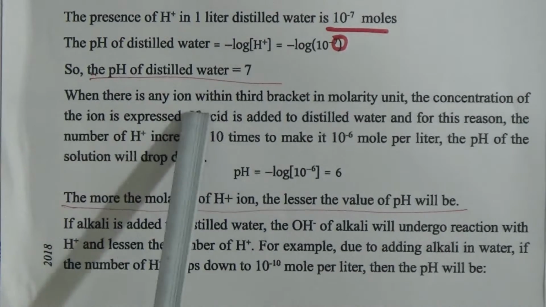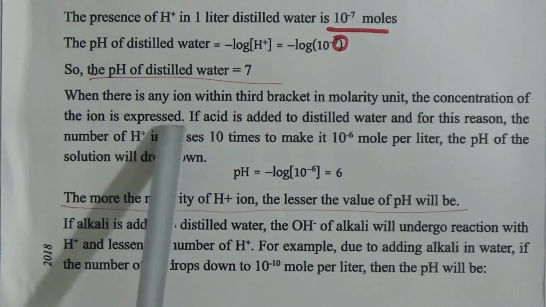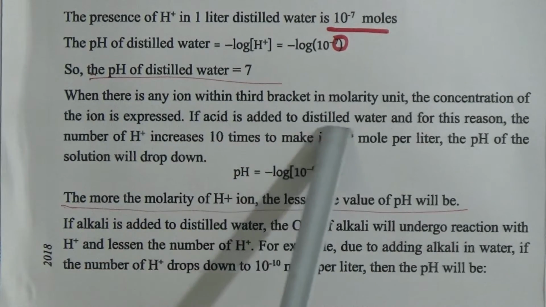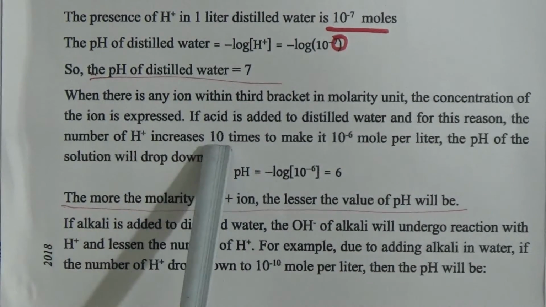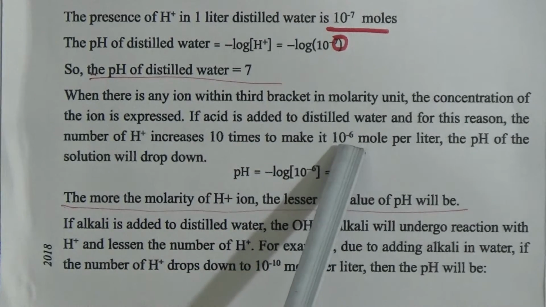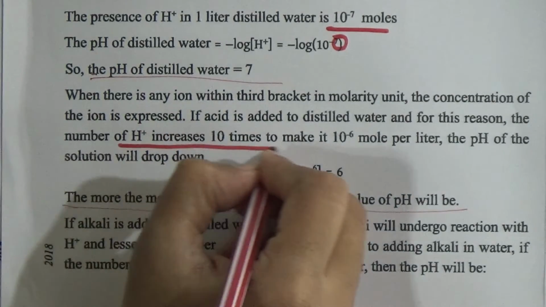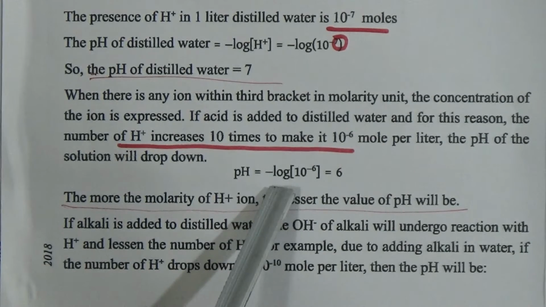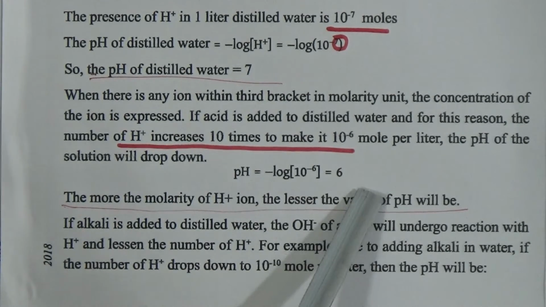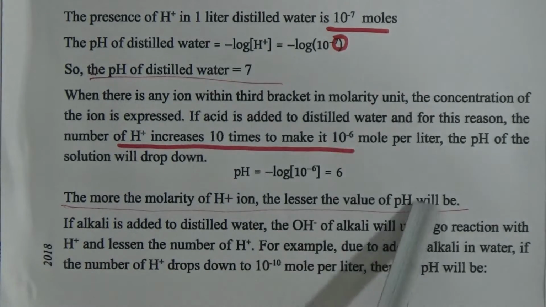When there is any ion within the third bracket in the molarity unit, this is the concentration of the ion. Then if acid is added to the distilled water, the number of hydrogen ions increases 10 times, making it 10 to the power minus 6. That you have to remember. The pH value at that time will be minus log of 10 to the power minus 6, which is equal to 6. The more the molarity of hydrogen ion, the lesser the value of pH will be.